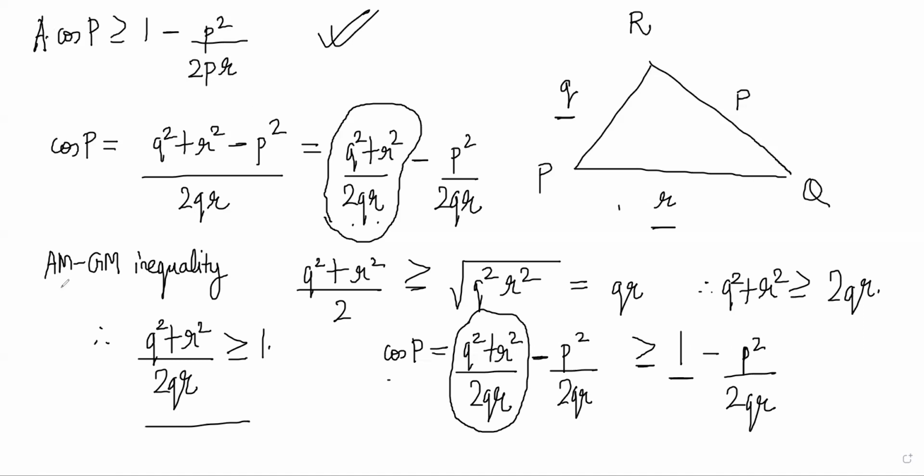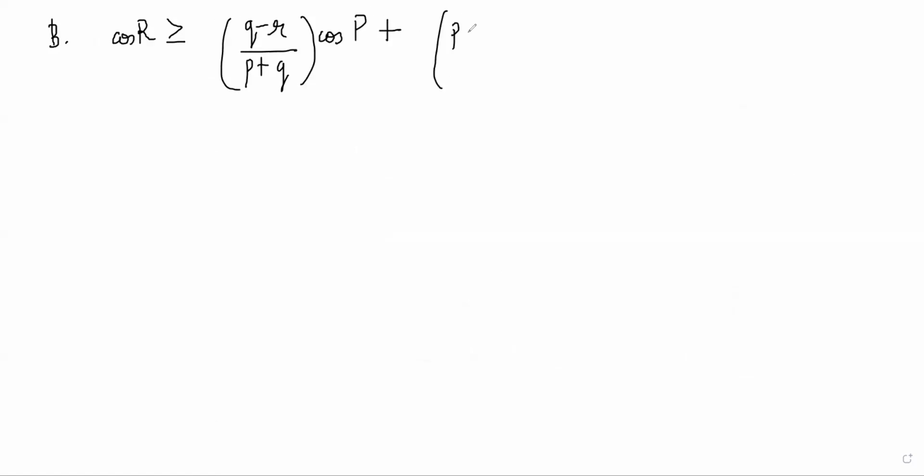Now let's look at option B. Option B was looking very complicated. We'll rewrite option B here. Option B was cos R is greater than or equal to Q minus R by P plus Q times cos P plus P minus R by P plus Q times cos Q.